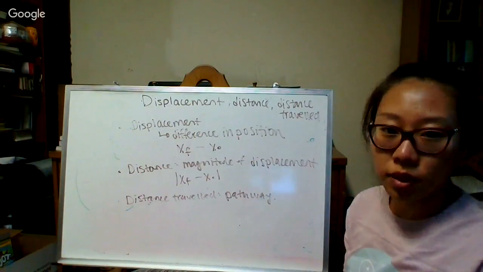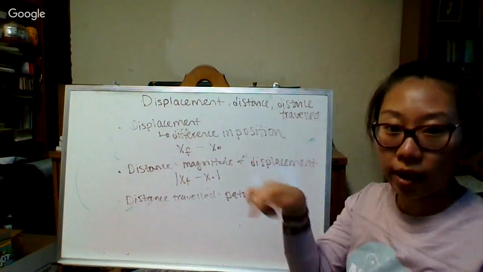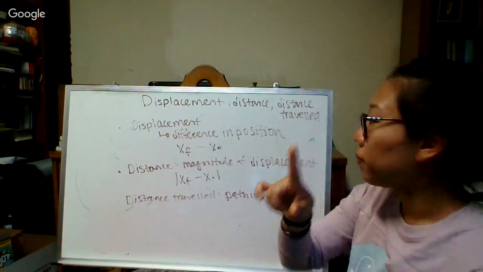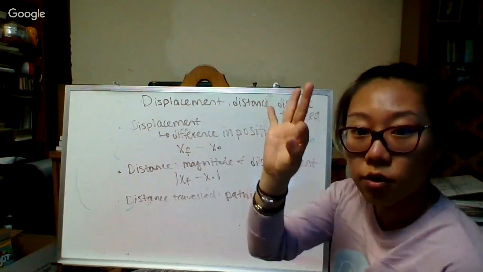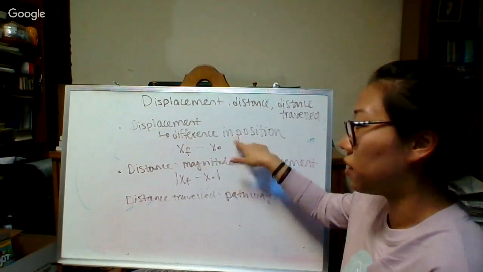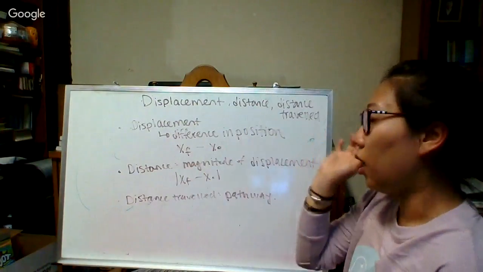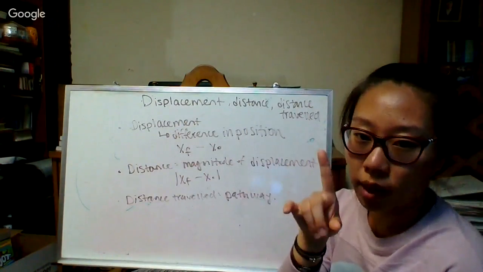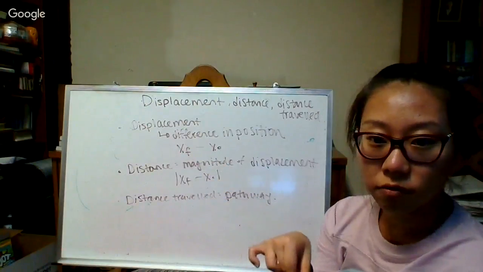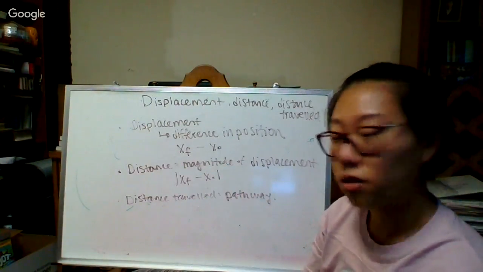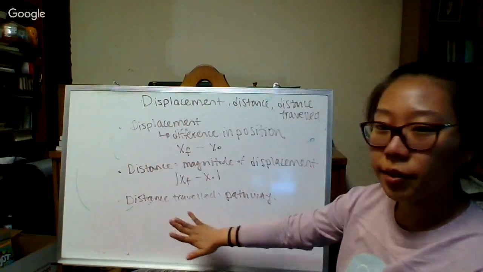The best example, I think, is running a mile. If you run a mile and you come back exactly to where you were, your displacement would be 0. Your distance, because it's the magnitude, would also be 0. So you have run nothing. But your distance traveled would be 1 mile, because you take the entire circumference, or 2 pi r. But I told you it's 1 mile. All right. Any questions on this?